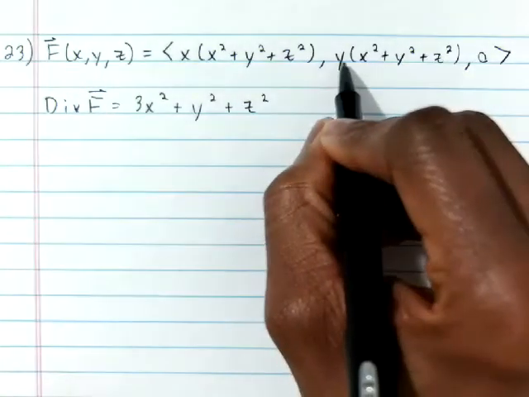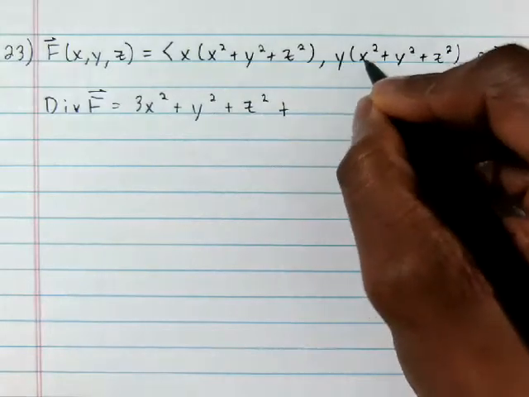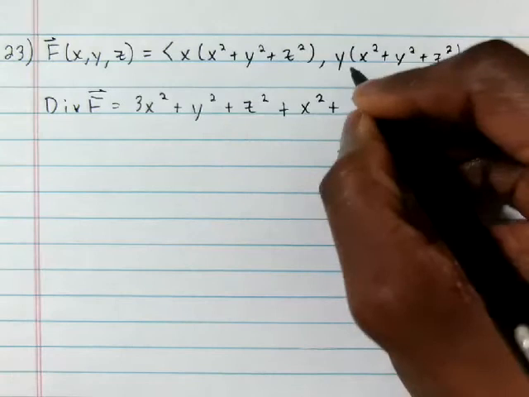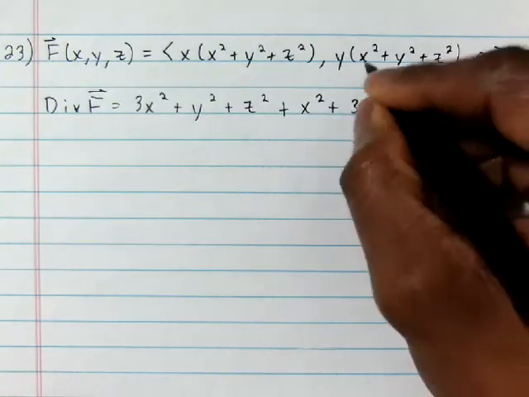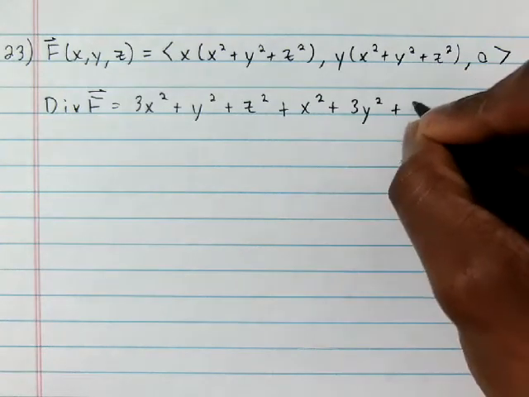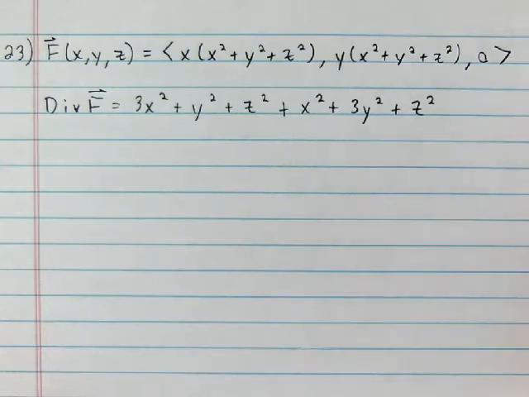So that's just the partial of the first one with respect to x. Then plus the partial of this with respect to y. So plus here, y times x squared gives us x squared, and y cubed gives us 3y squared, and y times z squared gives us z squared. And then plus the partial of this with respect to z, which is 0. All right, so there's our divergence.